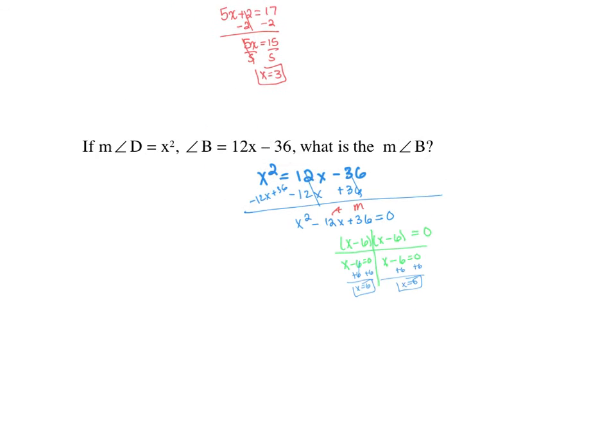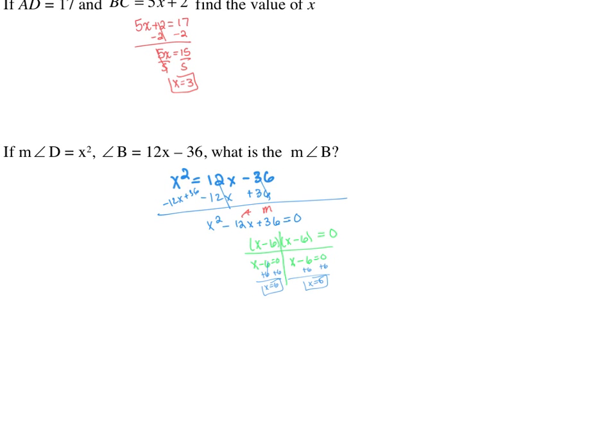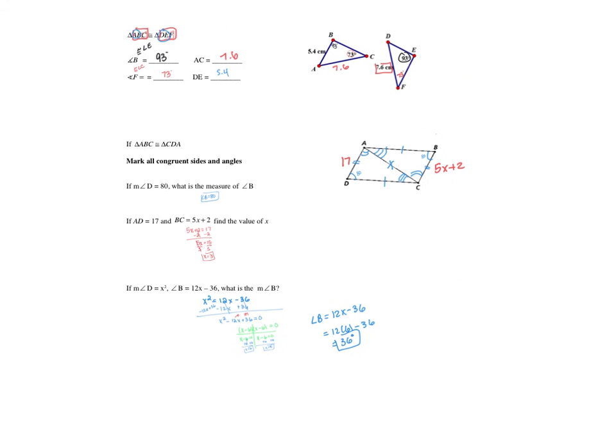Here's the thing, x equals 6. But it wants you to find the value of angle B, so we have to plug back into angle B. We know angle B is 12x minus 36. So everywhere I see an x, I'm going to substitute a 6. 12 times 6 is 72. 72 minus 36 is 36. So angle B is 36 degrees. And that's it for today.